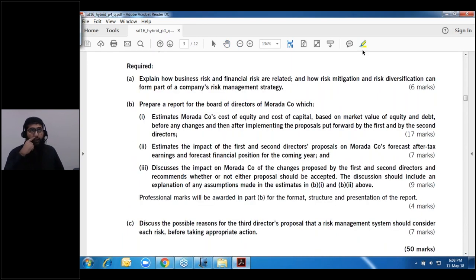The question says: briefly explain how business risk and financial risk are related, and how risk mitigation and risk diversification can form part of a company's risk management strategy. So the question focuses upon what business risk and financial risk are, how they are related to each other, and you need to explain how risk mitigation and risk diversification can form part of the company's risk management strategy. Now what next?